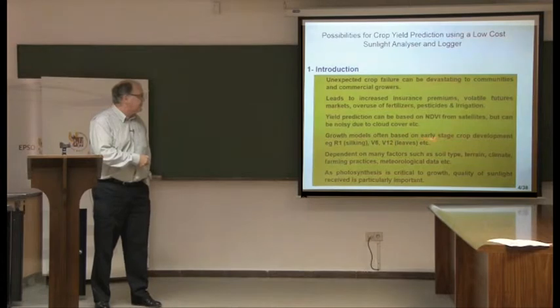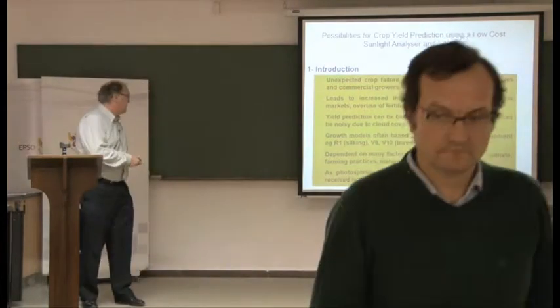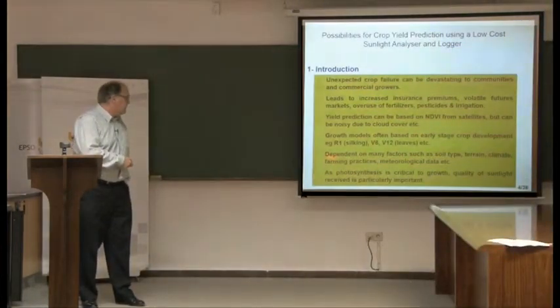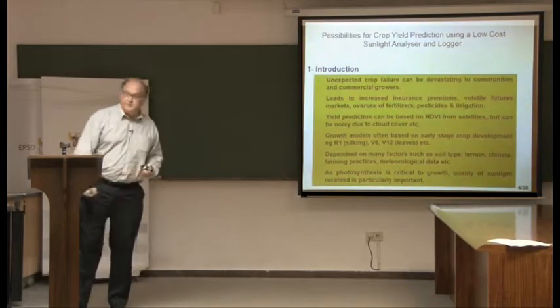Growth models are often based on early stage crop development. For example, in corn or maize, there's the R1 silking phase, or there's the V6 or V12, the number of leaves on the early development crop. But these models are dependent on many factors, such as the soil type, the terrain, the climate, farming practices, meteorological data, etc. And of course, as photosynthesis is critical to the growth, the quality of the sunlight is of particular importance.